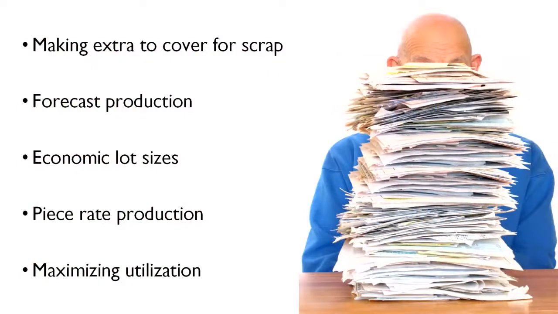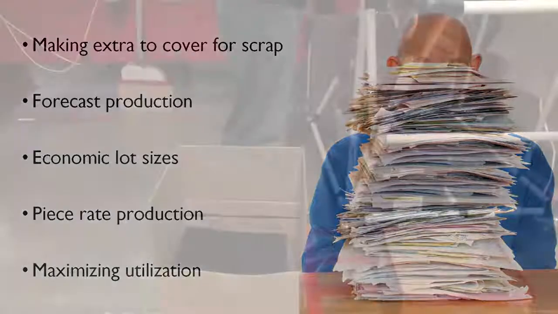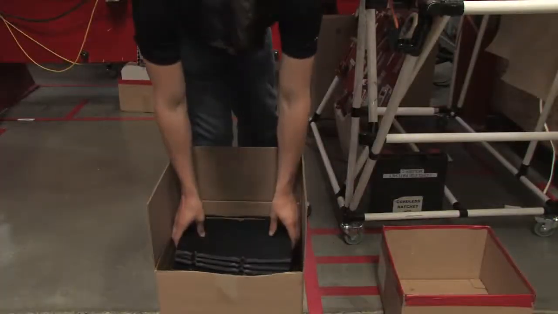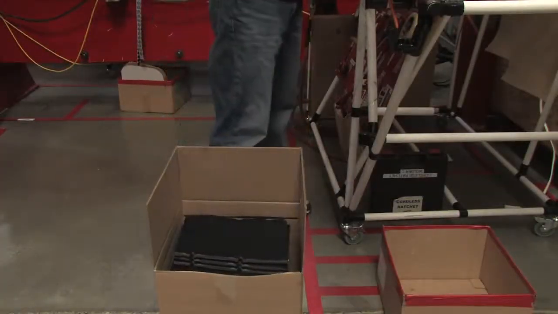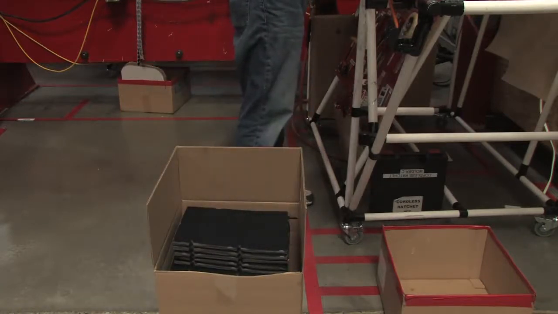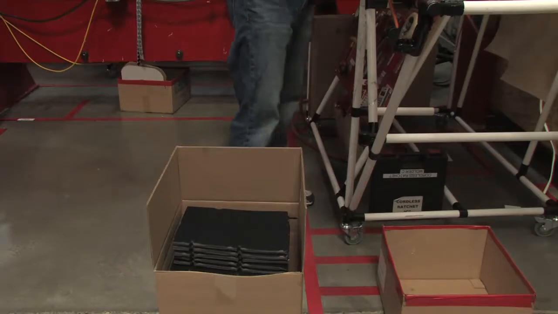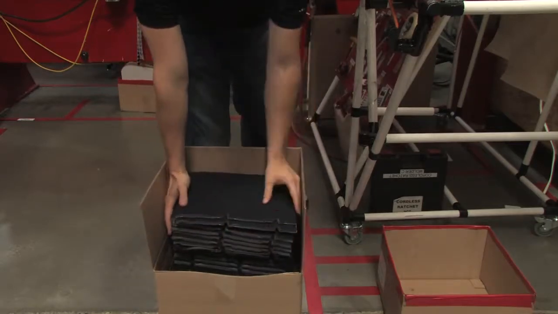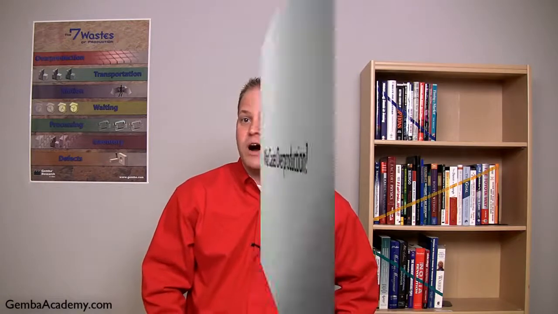Some examples of overproduction are making extra parts to cover for scrap, forecast production, economic order quantity lot sizes, piece rate production, and production done simply to maximize utilization or absorption. And as we see here, Isaac is clearly overproducing as he seems to have fallen into a bit of a groove with his production process. The box was clearly marked, but for some reason, Isaac kept on going. So we'll have to have a talk with Isaac off camera to see if we can figure out why he did this.